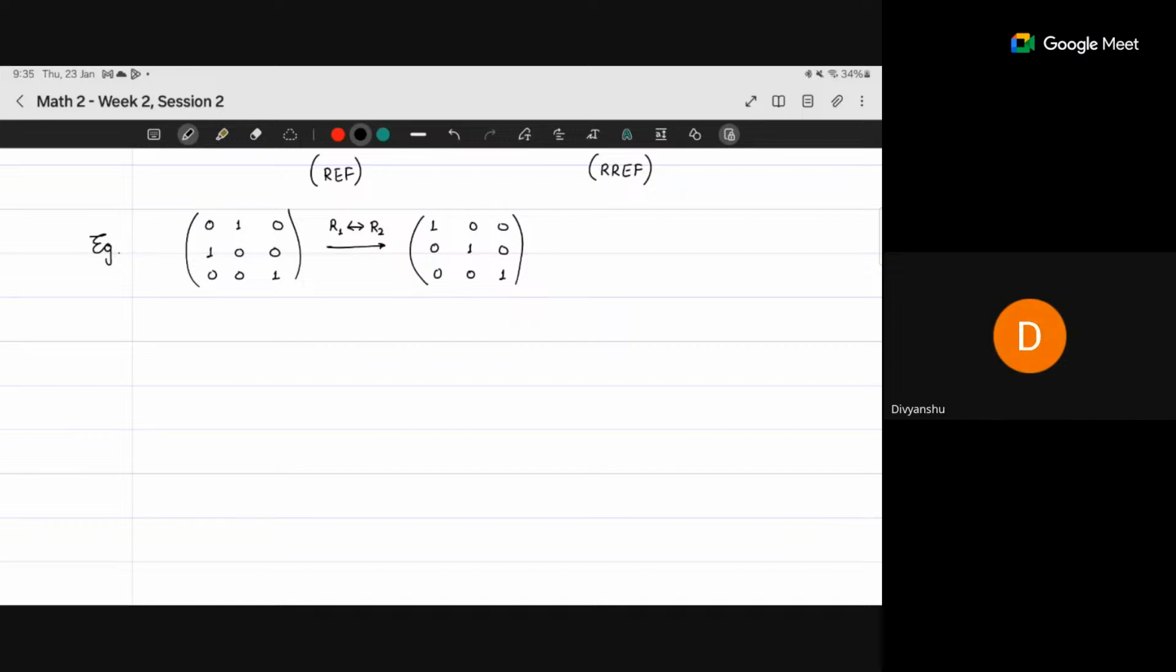Yes, sir. It's perfect. It's all clear for the RREF. Okay. Now we'll go to Gaussian elimination.